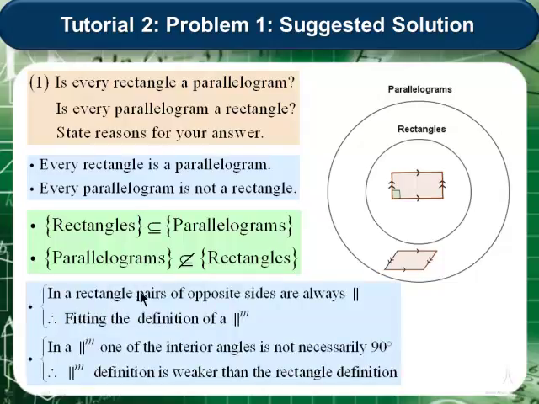In a rectangle, pairs of opposite sides are parallel, therefore it fits the definition of a parallelogram. While in a parallelogram, one of the interior angles is not necessarily 90 degrees, therefore the parallelogram definition is weaker than the rectangle definition. We need to add the additional condition that one of the angles must be 90 degrees before a parallelogram can be classified as a rectangle.